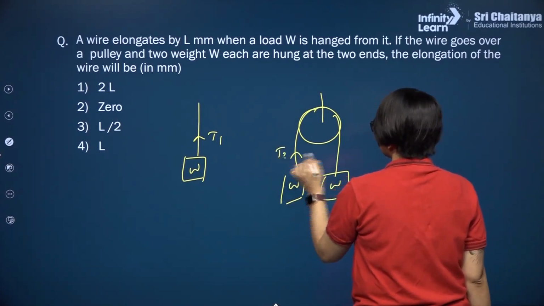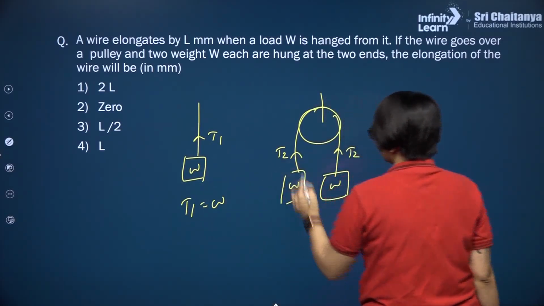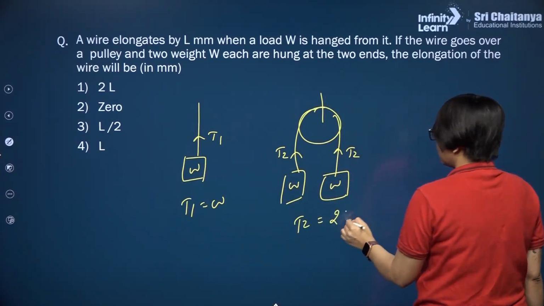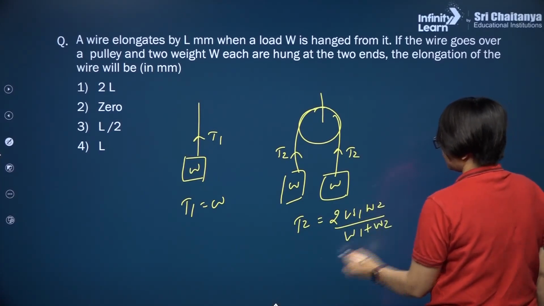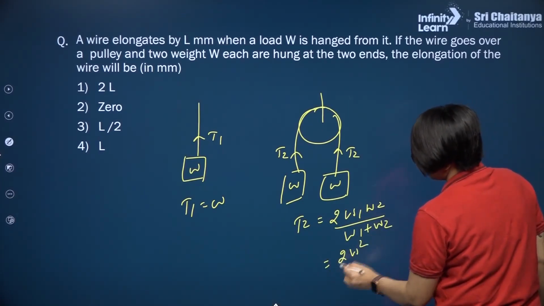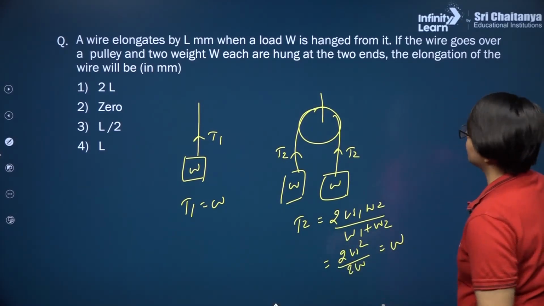So let us say the tension in this case is T2. So here tension T1 is W and here tension T2 is what? 2 W1 W2 divided by W1 plus W2. So this is 2W square divided by 2W, that is equal to W only. So tension is not changing, right.